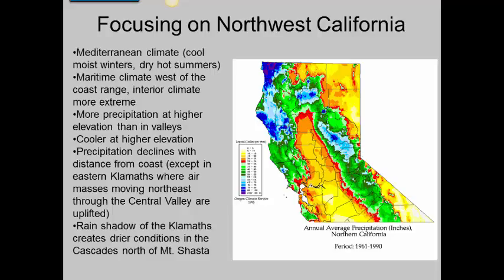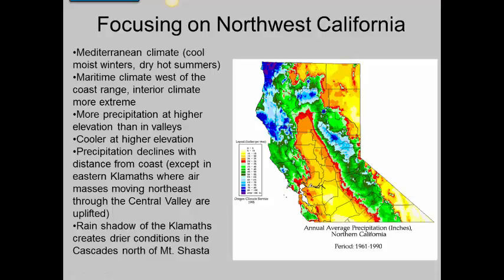So as you know, the climate in general in California is a Mediterranean climate, which means we have cool, moist winters and dry, hot summers. We have areas that experience a more maritime climate, like we saw in Astoria, Oregon, where there's a smaller range of temperatures. And then we have areas further east where it's a more continental climate, where the extremes in temperature are more diverse.